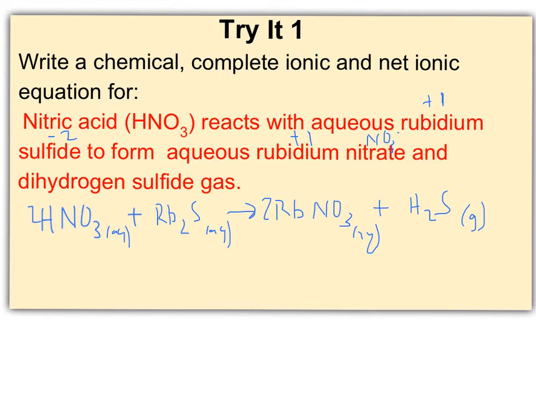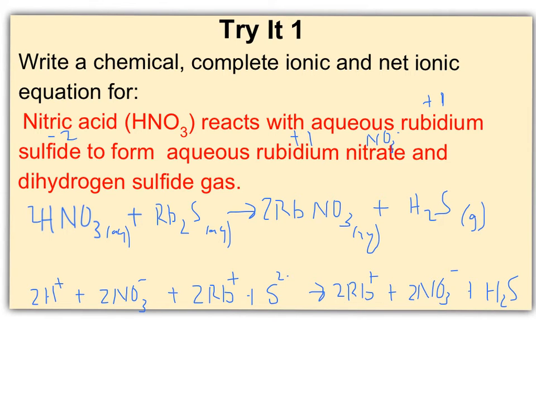both the reactants are always going to be aqueous, so you're going to split apart all your reactants. So I'd have 2H+, 2NO3−. The NO3 stays together because it's a polyatomic ion. 2Rb+, and S2−. And then on the product side, I still have 2Rb+, 2NO3−, and the H2S remains together. So as far as my net ionic, I'm looking for like terms that drop out here. So that would be my Rb+ and my NO3−. So my net ionic is going to be 2H+ plus S2− forms H2S.